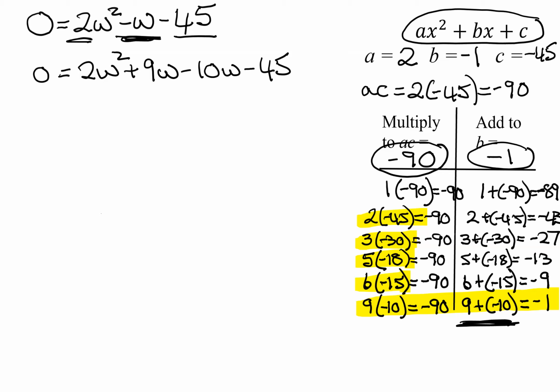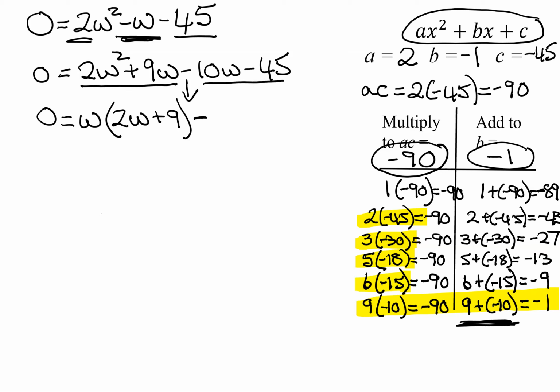The reason I did this is now I have 4 terms. How do you factor 4 terms? By grouping. What do the first two have in common? A W, and that's going to leave me with 2W plus 9. And now you bring down the middle sign, so it's a minus. What do the last two have in common?